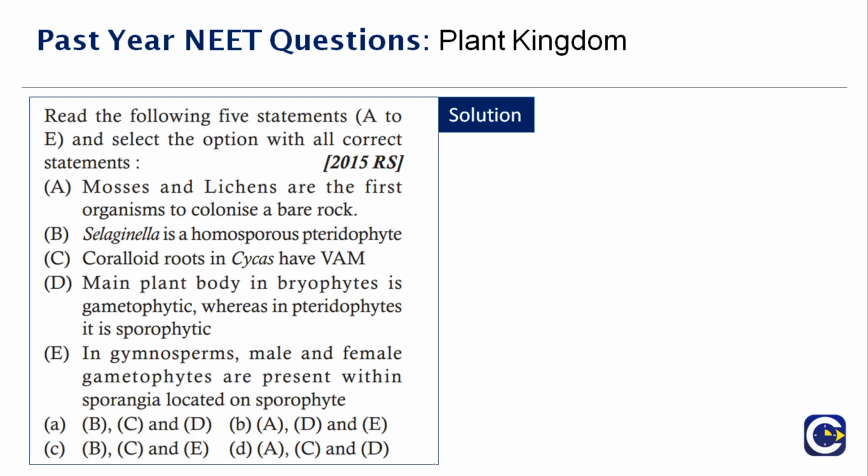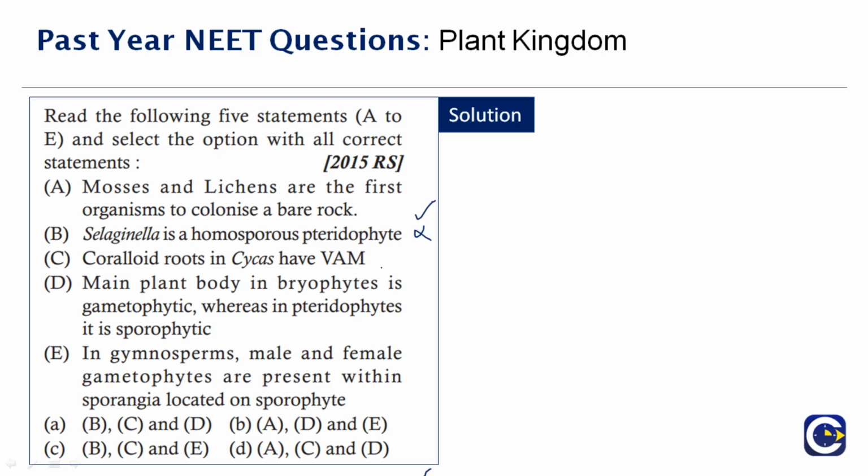Option B is actually wrong. Option A is correct. Mosses and lichens are the first organisms to colonize a bare rock. Yes, that is right, so the first one, option A, is right. Option B is wrong. Selaginella is not homosporous, it is heterosporous, as you all know.